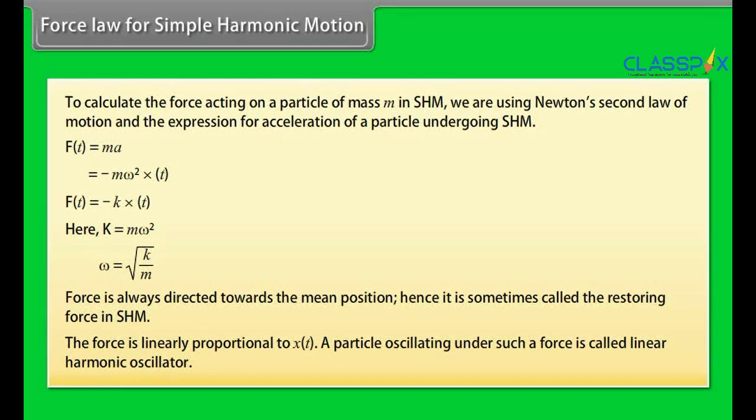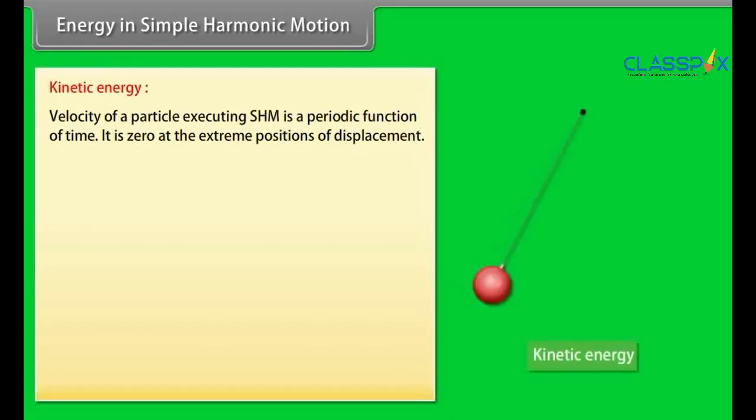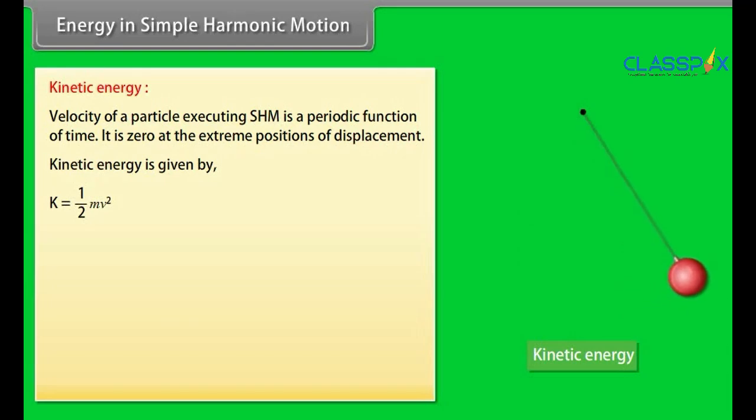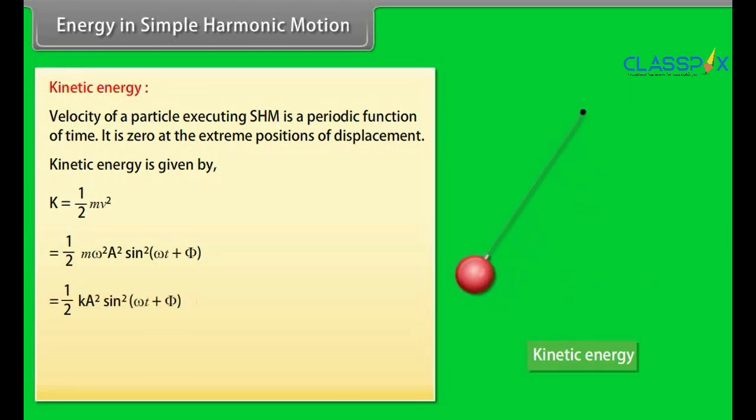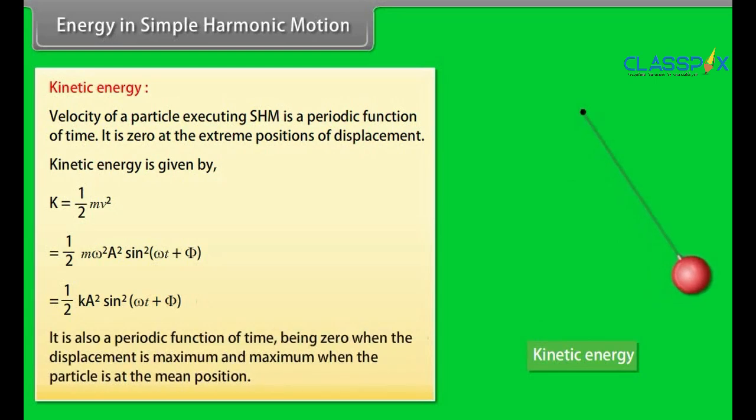Energy in simple harmonic motion. Kinetic energy. Velocity of a particle executing simple harmonic motion is a periodic function of time. It is zero at the extreme positions of displacement. Kinetic energy is given by K is equal to half m v square is equal to half m omega square A square sine square (omega t plus phi) is equal to half k A square sine square (omega t plus phi). It is also a periodic function of time, being zero when the displacement is maximum and maximum when the particle is at the mean position.